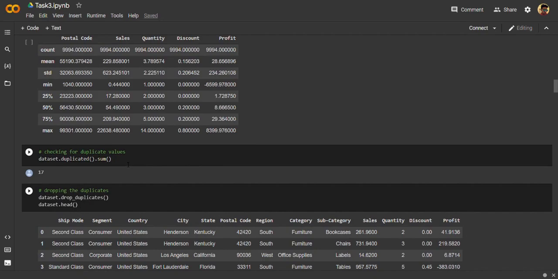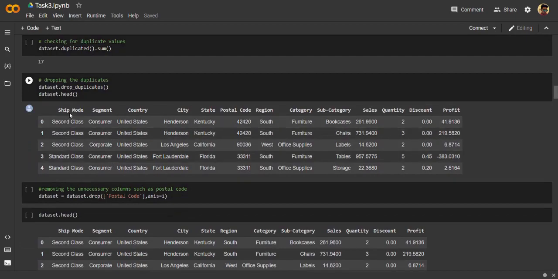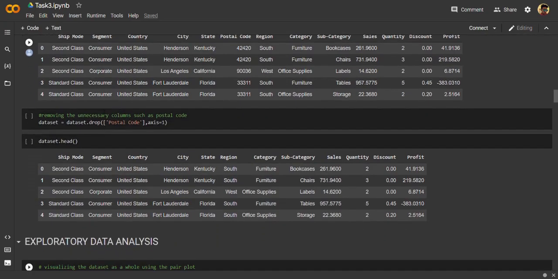So I've got 17 duplicated values, and next I'm dropping all the duplicated values. And finally I think no more pre-processing is needed.